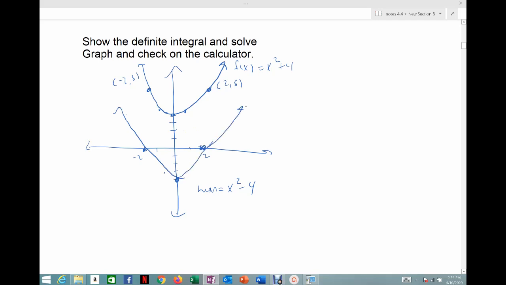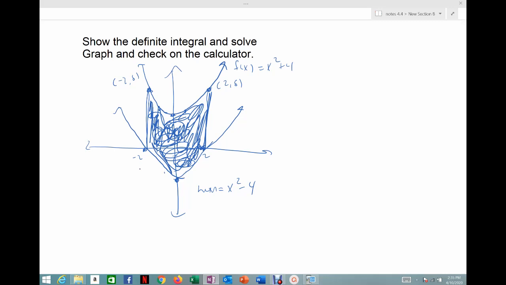Should go through 2 there. And so the area I'm looking for is this area. This is the area I'm trying to find between 2 and negative 2 and bounded by my 2 functions. Alright, so this is the area I want to solve for. I want to find the area that's bounded by f of x and h of x from 2 to negative 2. Well again, I can't do that directly.